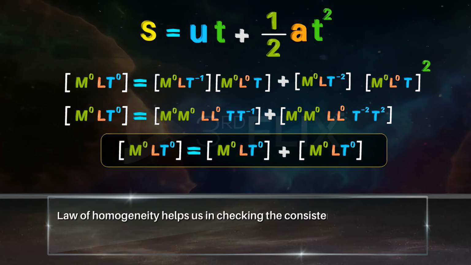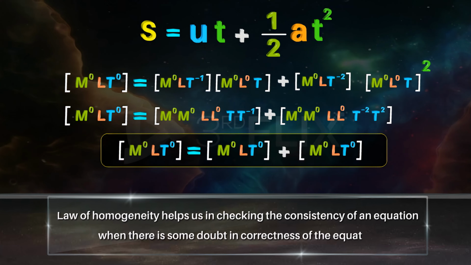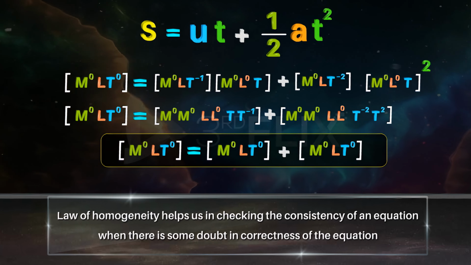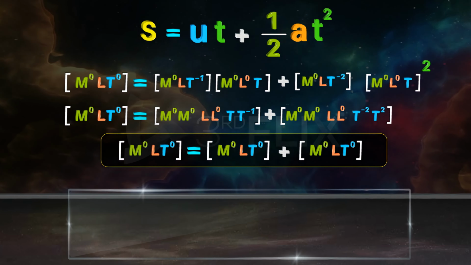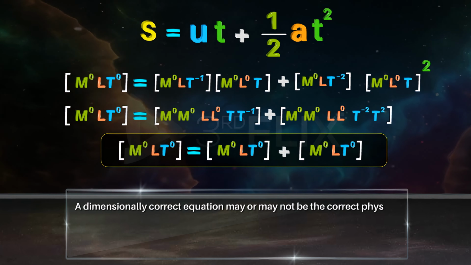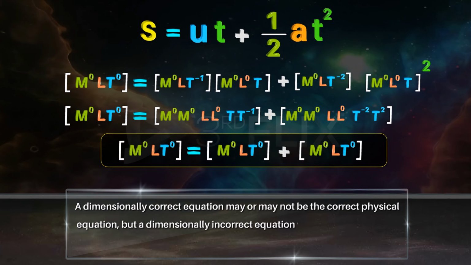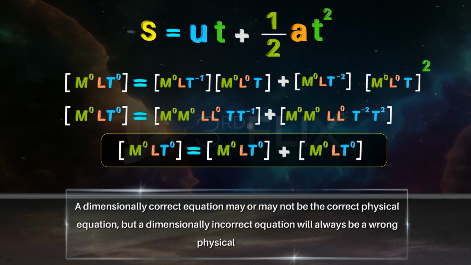helps us in checking the consistency of an equation when there is some doubt in the correctness of the equation. A dimensionally correct equation may or may not be the correct physical equation, but a dimensionally incorrect equation will always be a wrong physical equation.